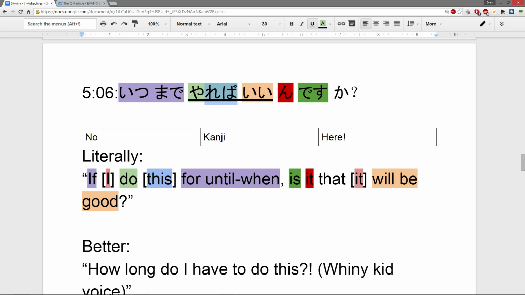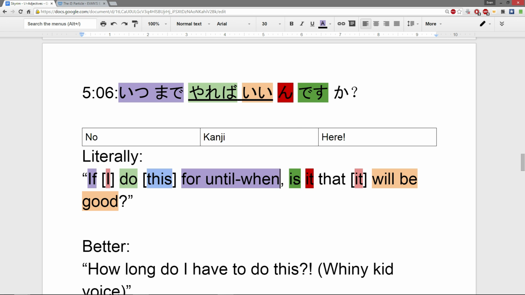So this yareba gives us the "if" idea. This is the eba form of a verb. It gives us "if." There's no subject listed, so it's most likely the person talking. The verb is yaru, which is "to do." So if I do this, this is obviously not mentioned because he doesn't say what he's doing. He says itsumade yareba. There's no actual object of what he's doing. Itsumade is "until when." Until when will I do this?